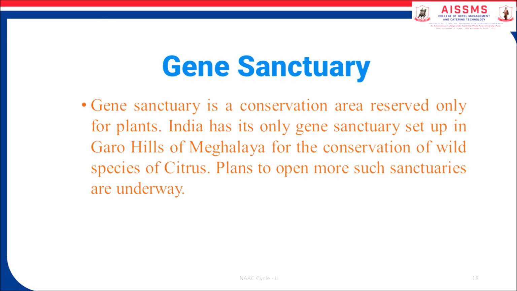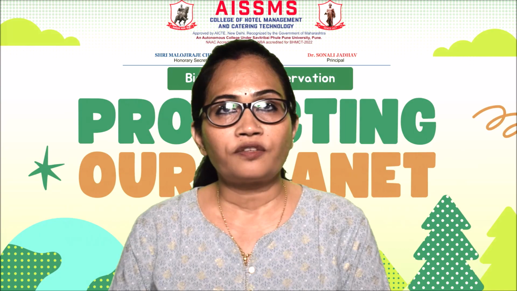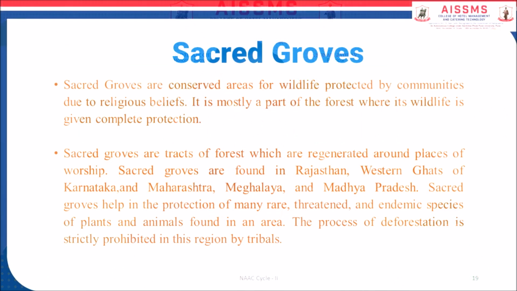Gene sanctuaries have main advantages, like they protect against the loss of genetic diversity caused by human intervention, and they allow natural selection and evolution to operate. They also have some drawbacks, such as the entire variability of a crop species cannot be conserved, and their maintenance and establishment is a difficult task, but still it is considered a very good method of in situ conservation. Let us now understand the next method of in situ conservation, that is sacred groves.